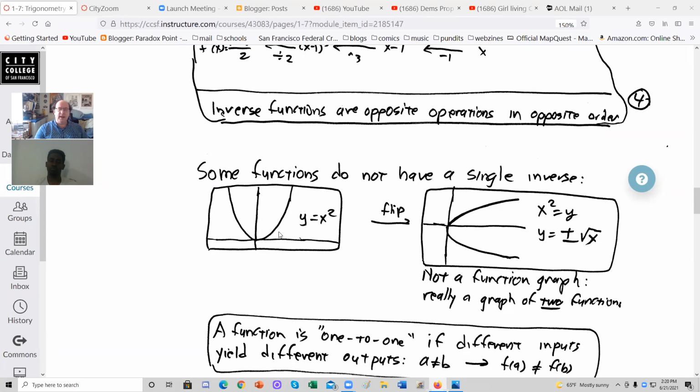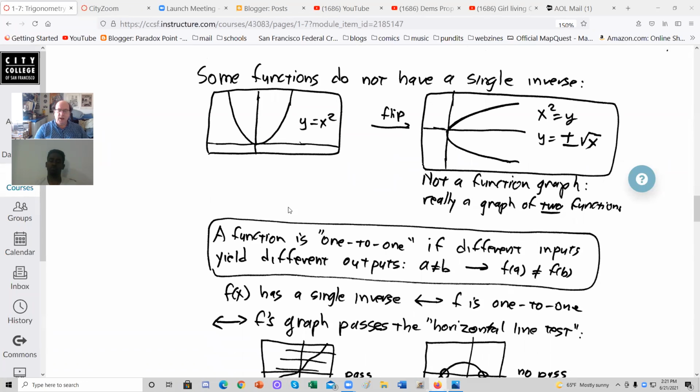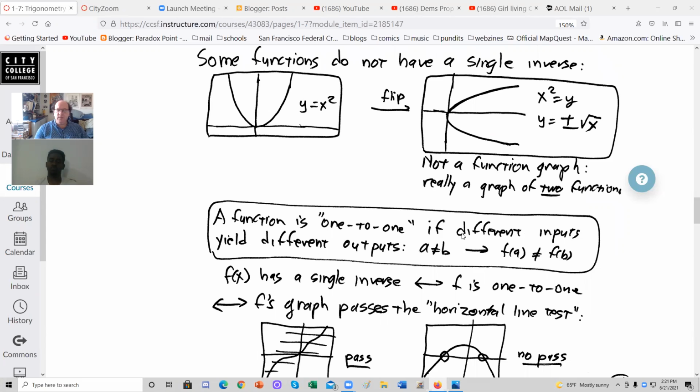The problem is that x squared sends two numbers to the same number. It'll send 2 to 4 and negative 2 to 4. And so if you try to invert that function, the poor function doesn't know which way to send 4, either to plus 2 or to minus 2. So the problem here is that x squared is not what's called 1-to-1. It sometimes sends two numbers to the same number. A function is 1-to-1 if different inputs always yield different outputs.